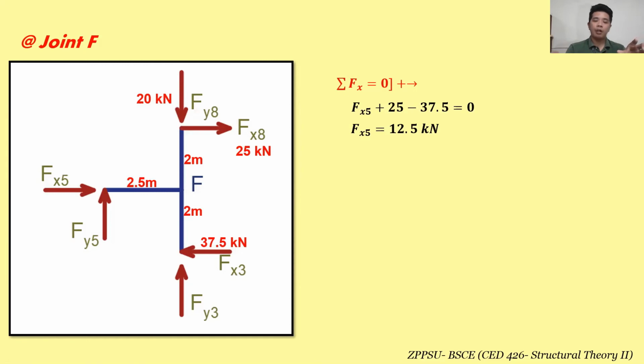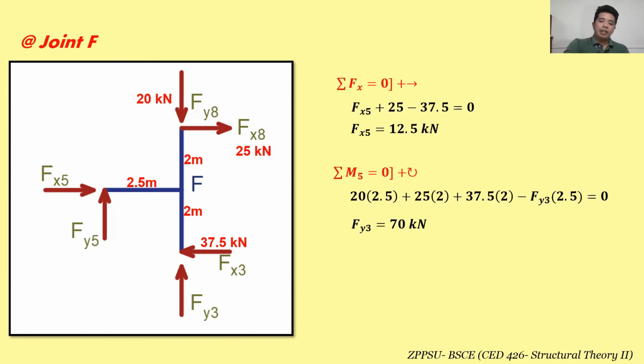So you are not required to follow what I am doing right now kasi this is my style of solving. So kayo baka may sarili kayong style, you apply that on your solution. So sum up forces X. So kaya na yan, Fx5 is equal to 12.5 kilonewtons.